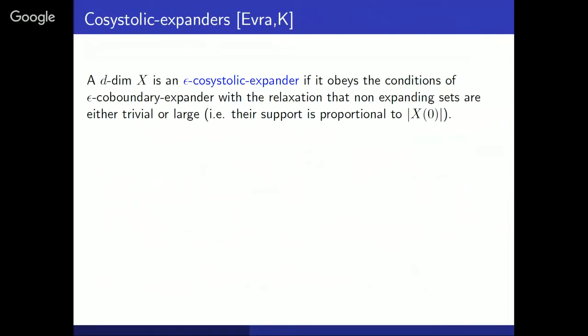So this was the definition that Gromov and Linial-Meshulam gave for a high-dimensional combinatorial object, but it is important for us to relax the definition a bit, because the definition asks that the only things that will not expand are the trivial ones, and things that expand should expand a lot. We relax it a little bit, and we call this relaxation a cosystolic expander, where the non-expanding sets are either trivial or large. So we don't insist on non-expanding sets being only trivial. We say either trivial or very large. Very large means that the support is proportional to the number of vertices in the complex. This relaxation is important for us because we can study it.